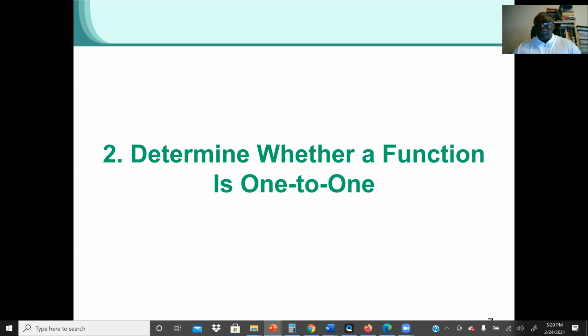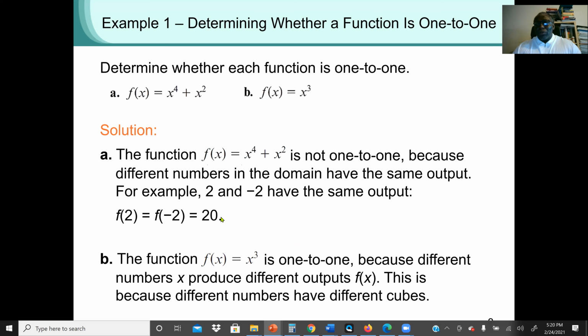So now next, we're going to determine whether a function is one-to-one. Again, in our first objective, we understand what a one-to-one function is. We get the definition. Now let's go through the steps of how to determine whether a function is one-to-one. Here they give us two functions. A: f of x equals x to the power 4 plus x squared. B: f of x equals x cubed. Here we want to determine whether each of these functions is one-to-one.